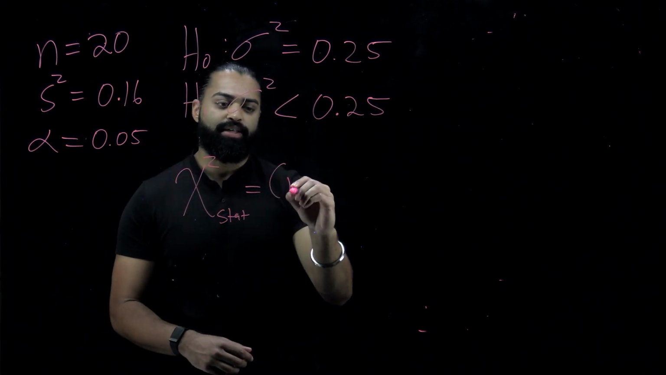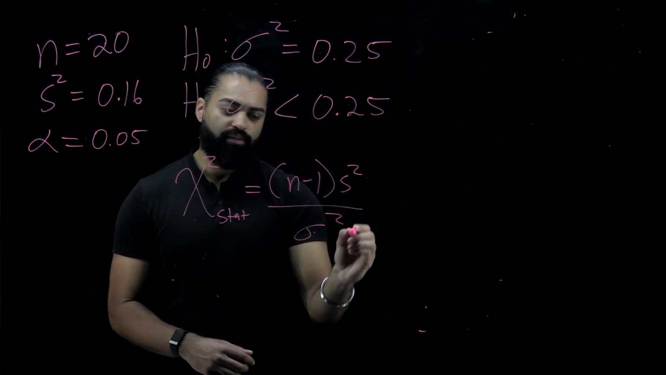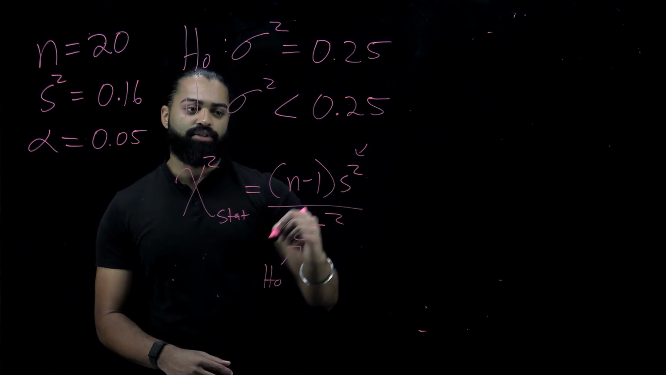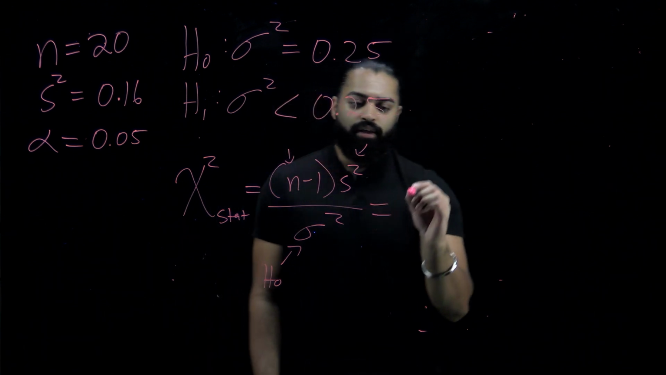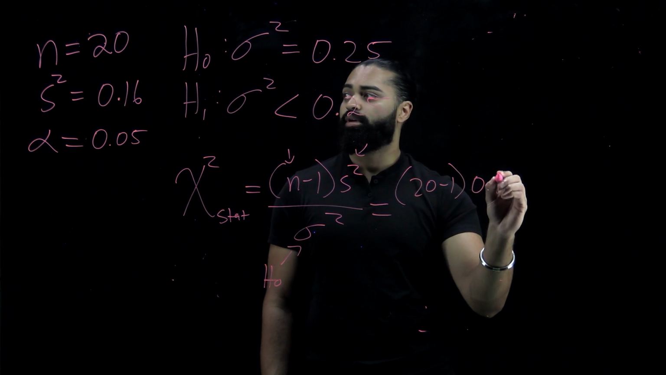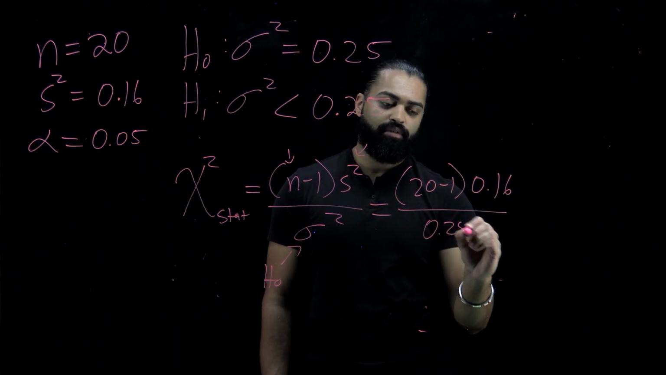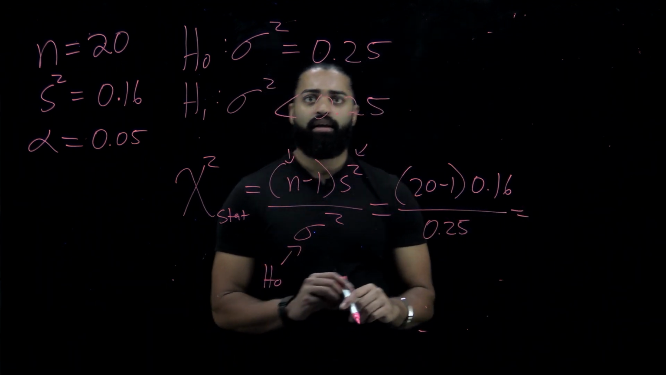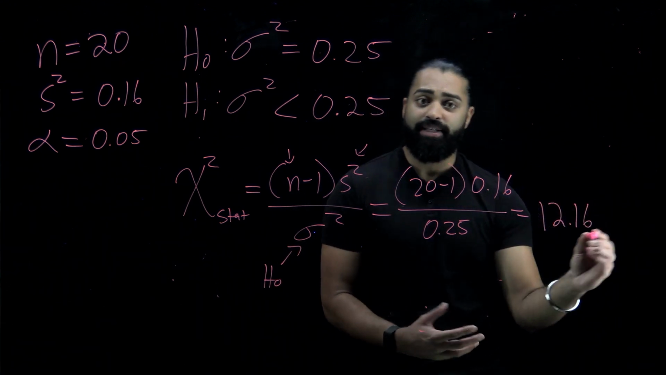So the formula for that is n minus 1 times the sample variance, divided by this. This comes from the null. This is given to you. This is also given to you. So if I plug everything in right now, it's going to be 20 minus 1 multiplied by 0.16, divided by 0.25. If I find the statistic, or my evidence in this case, what I'm going to get is 12.16. This is my test stat.